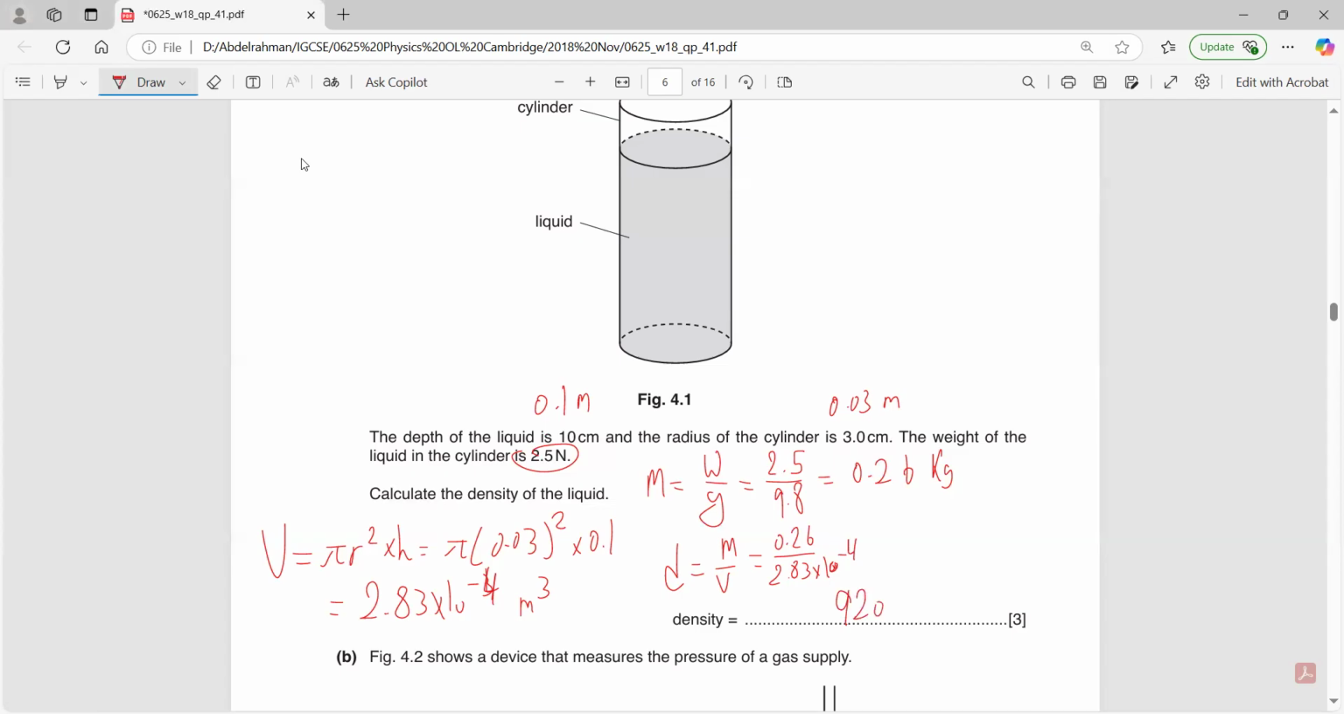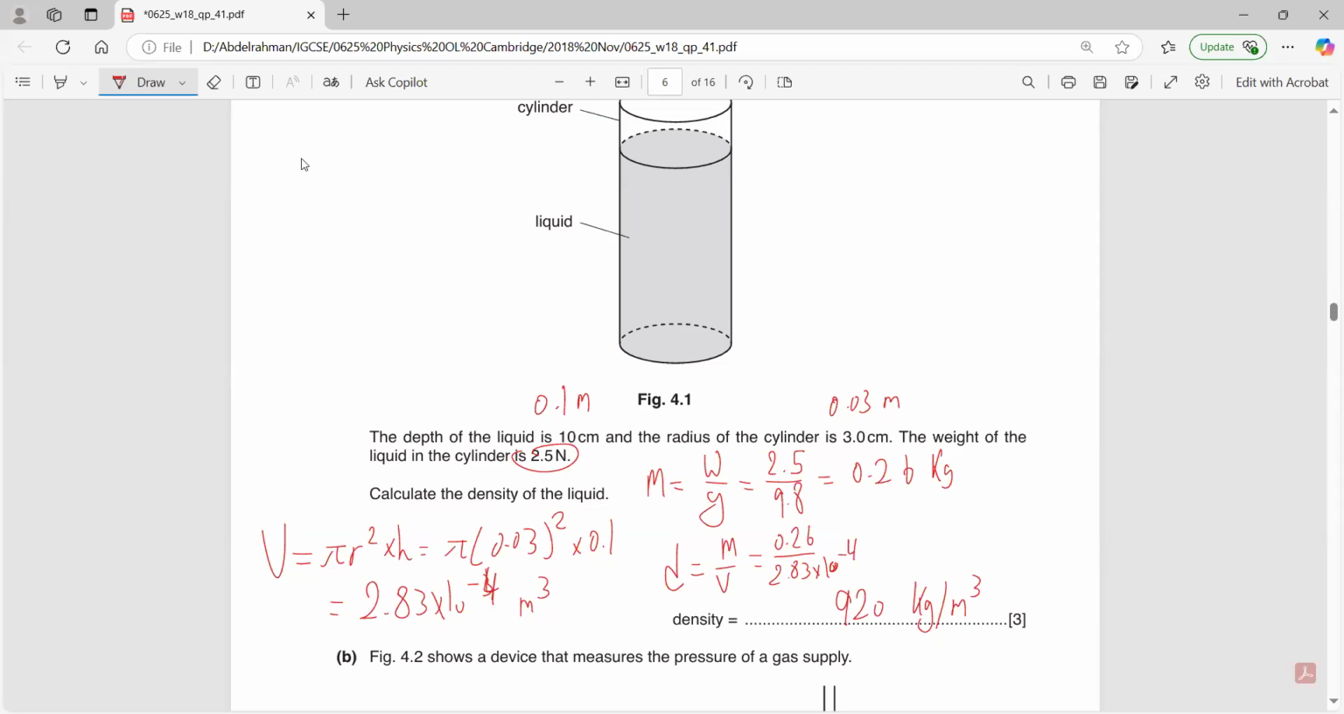920 kilograms per meter cubed. Roughly, yes. Roughly 920 kilograms per meter cubed.